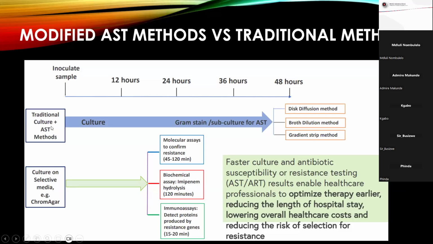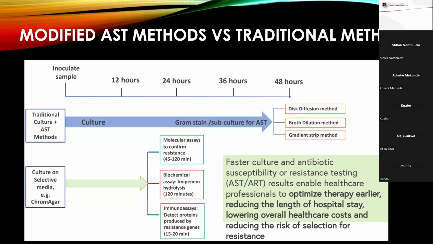So what's the duration of getting the AST results? When you're using the phenotypic method, which is culturing, considered the traditional method, which is still the method in use to guide treatment and also change of therapy, usually it takes 48 hours. First, you have to culture the sample to check whether there's growth. Then you have to subculture and do AST. So probably the results will come on the third or fourth day, depending on whether you get a pure colony or not. So basically the turnaround time is 3 to 4 days.